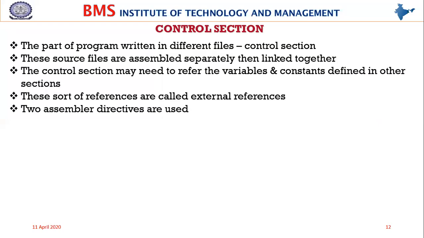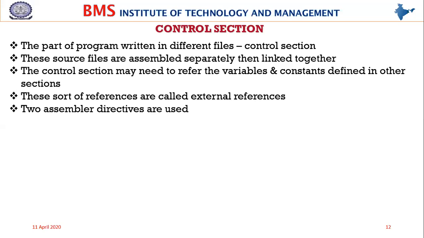Yeah, we have seen the control sections. Control sections are actually the physical partition of the program. The same source program might be written in multiple source files. Such a thing we call control sections. And here we don't use an assembler directive, as we are writing the source code itself in multiple source files. So that will physically partition your source file.